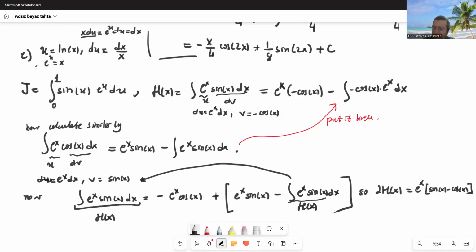So when you divide by 2, your integral e to power x sine x dx is just e to power x over 2 times sine x minus cosine x.